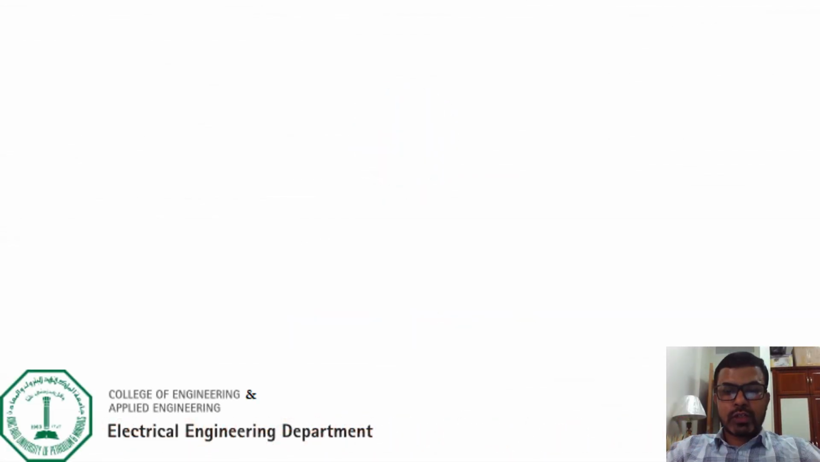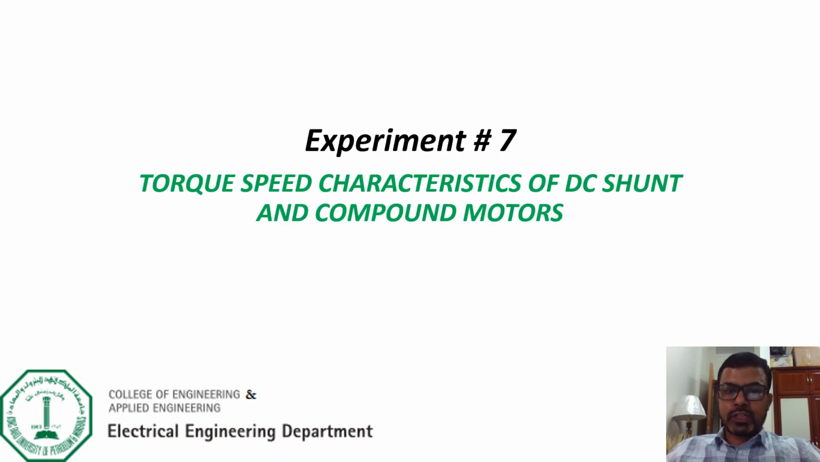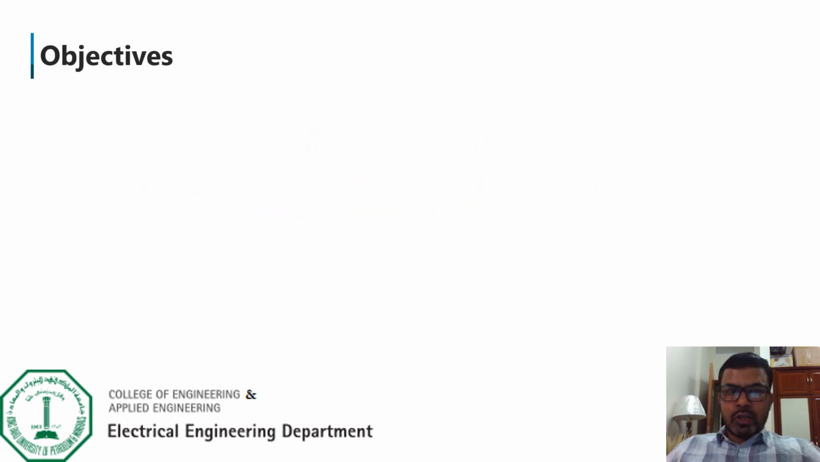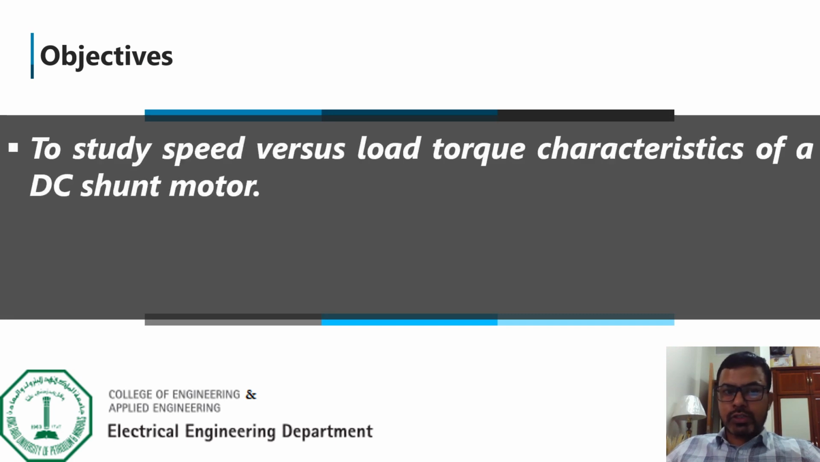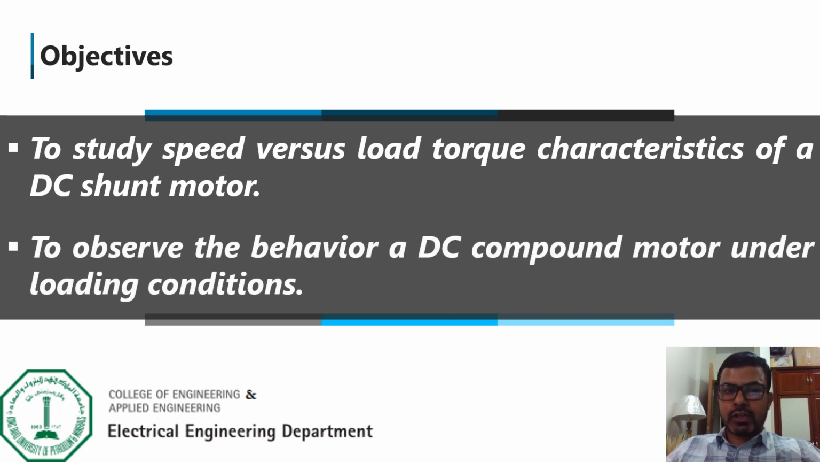Hello everyone, today we will be demonstrating experiment number 7. The name of the experiment is Torque Speed Characteristics of DC Shunt and Compound Motors. We have two objectives today. Our first objective is to study the speed versus load characteristics of a DC shunt motor. And our second objective is to observe the behavior of a DC compound motor under loading conditions.